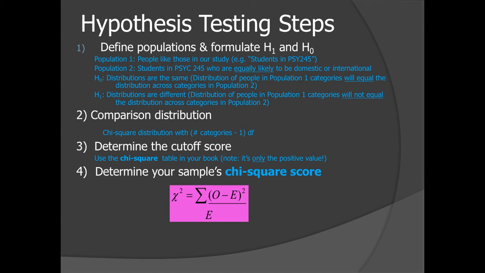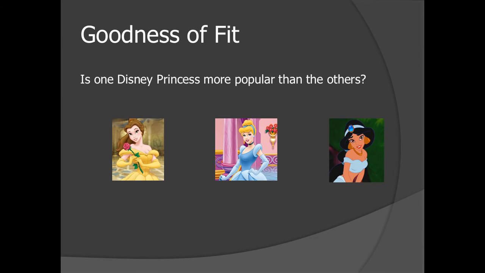And then we determined our sample's chi-square score using this formula, where we did observed minus expected squared over expected, and then summed those together. And then step 5 decided whether to reject the null hypothesis. So let's do another example question.